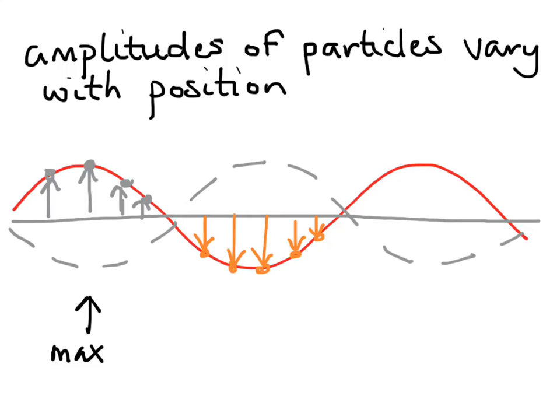Okay, so all the grey arrows are in antiphase with all the orange arrows. They all have different amplitudes, but all the grey arrows are in phase with each other. All the orange arrows are in phase with each other. They're doing the same thing, the same direction at the same time. But all the grey arrows are in antiphase with all the orange arrows, and obviously that continues further down the rope, in between the nodes.